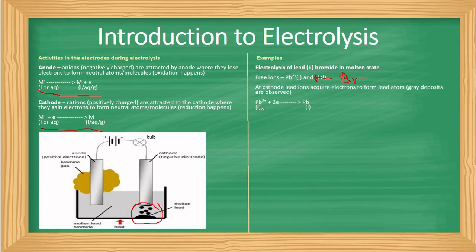In terms of the reaction, as you can see, Pb2+ plus 2 electrons, because the charge is 2 plus, gives lead metal.